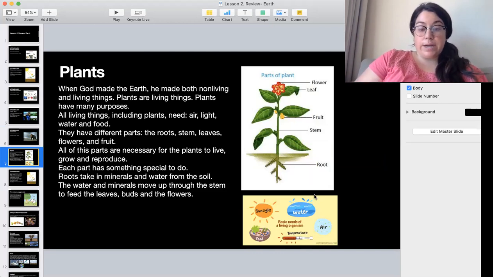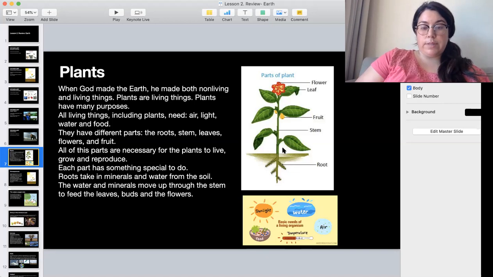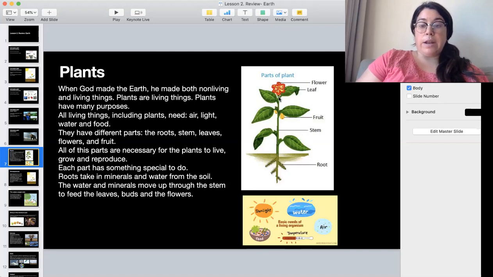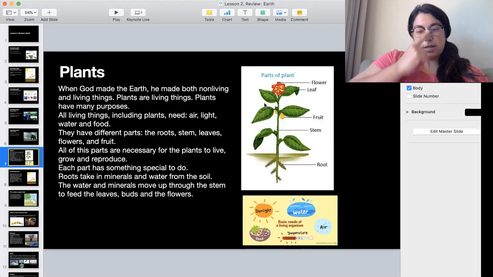They have different parts, which you know, like the roots, the stem, the leaves, the fruit, and the flower. And all of these parts are necessary for the plants to live, grow, and reproduce because they take, for example, water and minerals from the roots, they take it up to the stem, to the leaves, and they have the flower to reproduce, okay? The same as the fruit.